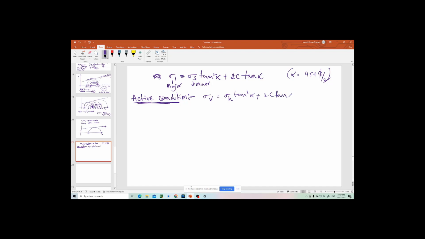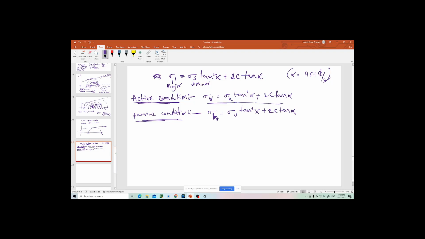Okay. And if it is passive condition, sigma h equal to sigma v tan square alpha plus 2c tan alpha. Equation is same. Even sigma v and sigma h are also principal stresses. Just that in the active condition, sigma v is major principal stress. In the passive condition, sigma h is major principal stress. That's it.